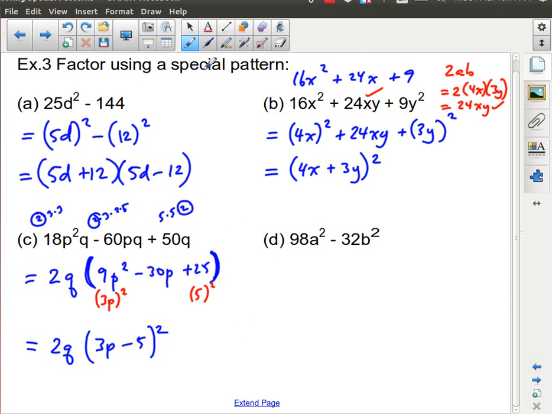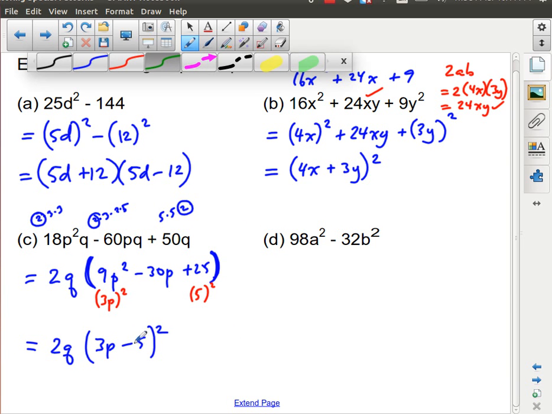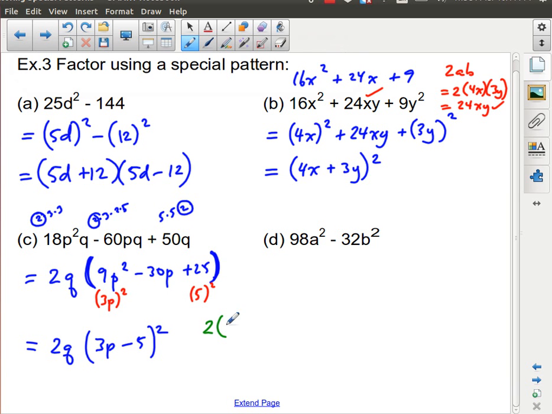Even if you do that over here in some rough work, the double check is 2 times the first one, which is the first value, 3p, times the second one, which is 5. 2 times 3 is 6, times 5 is 30p. And we have a negative 30p, but we have a negative sign here to take care of it. Actually, I should have said minus 5, because I did a minus 5 here. So that would be minus 30p, and that's correct.